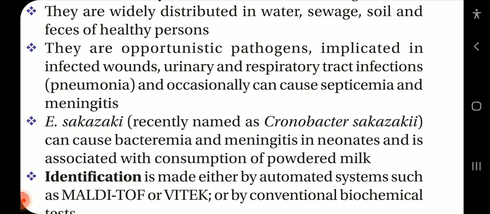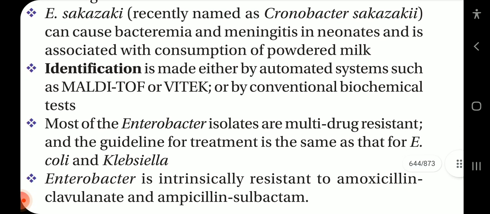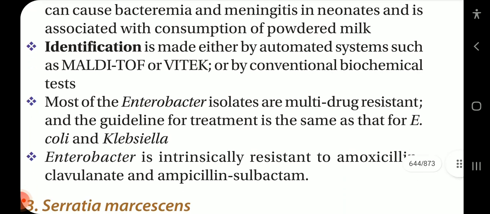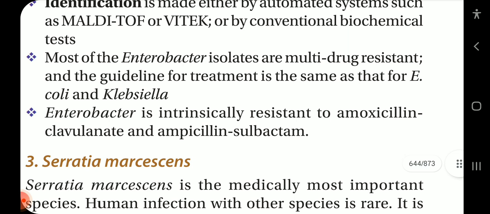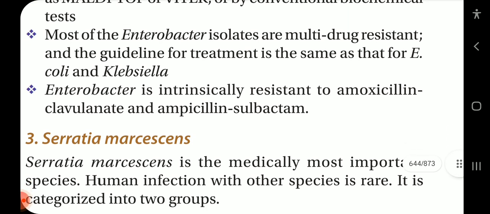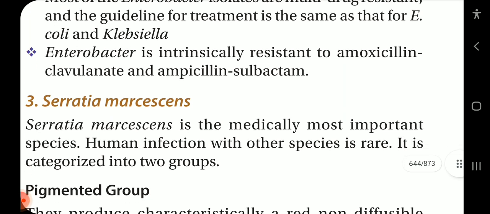Enterobacter sakazakii, recently named as Cronobacter sakazakii, can cause bacteremia and meningitis in neonates and is associated with consumption of powdered milk. Identification is made either by automated systems such as Vitek or by conventional biochemical tests. Most of the Enterobacter isolates are multidrug resistant and the guideline for treatment is the same as that for E. coli and Klebsiella. Enterobacter is intrinsically resistant to amoxicillin-clavulanate and ampicillin-sulbactam.